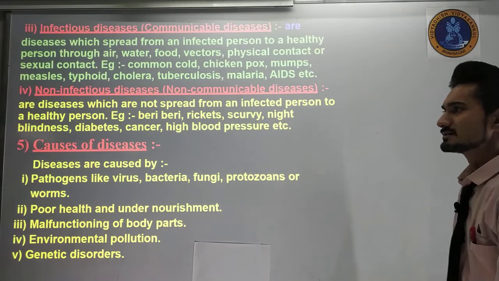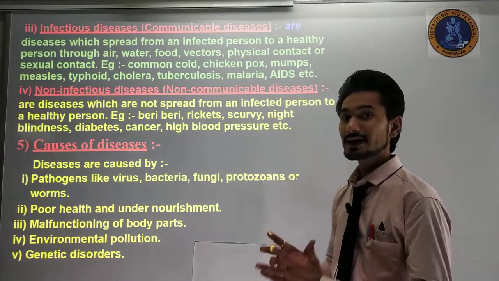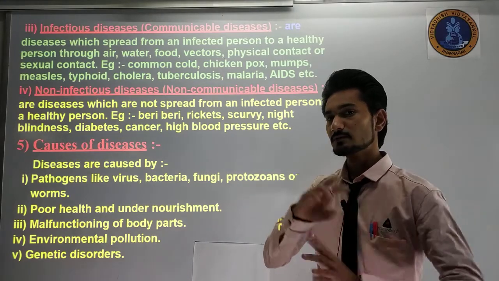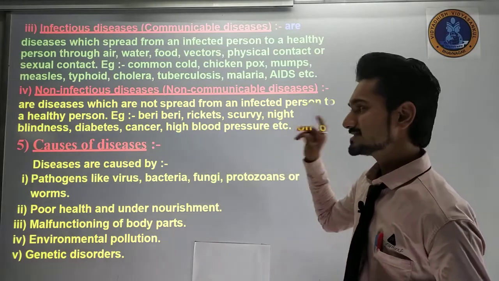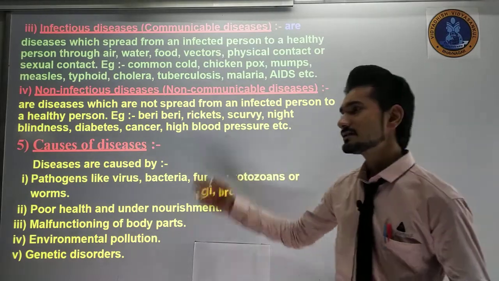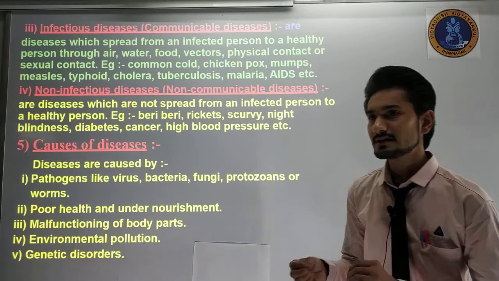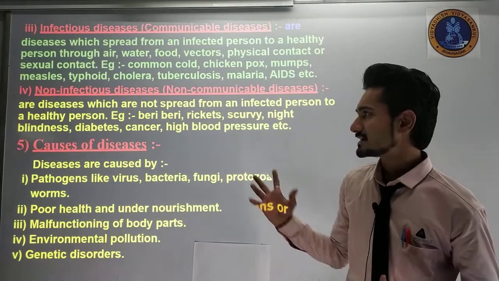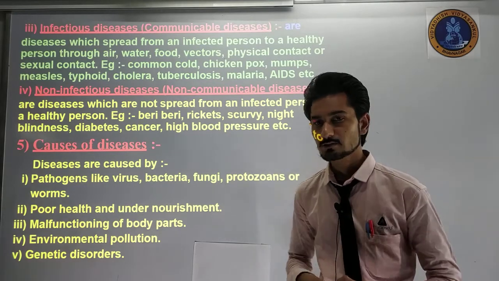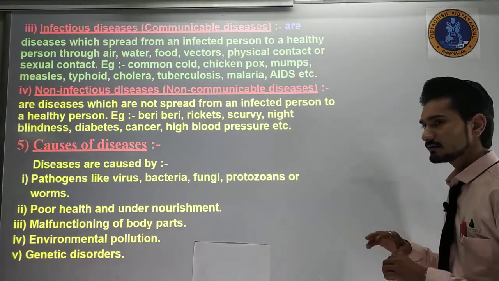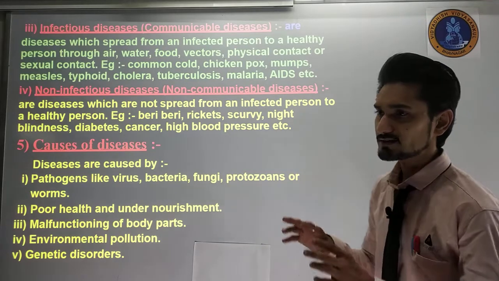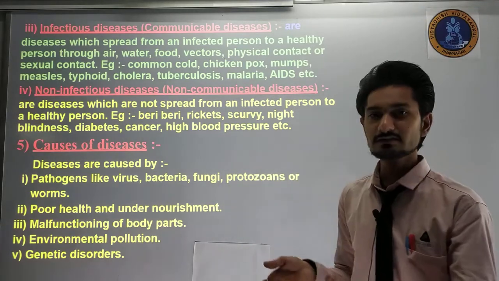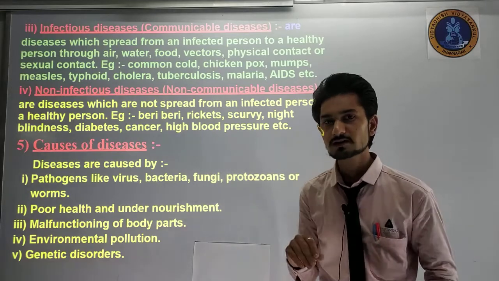Examples are cancer, diabetes and night blindness, which are not transferred from one person to another. So if a person has cancer, it does not mean that if you eat with them then you get cancer. Don't worry about that. Cancer is a non-infectious disease, and we can consider that it is very safe, and we can eat with a person who has cancer.